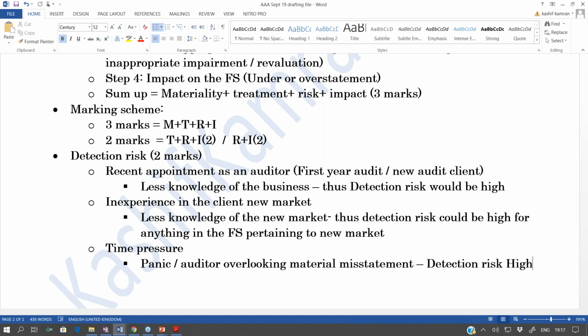So is everyone clear on the three examples given by the examiner? Recent appointment as an auditor comes so many times in the past paper. Inexperience in the client's new market and time pressure. So is everyone clear on gaining 3 marks and gaining 2 marks? Is everyone clear on that?